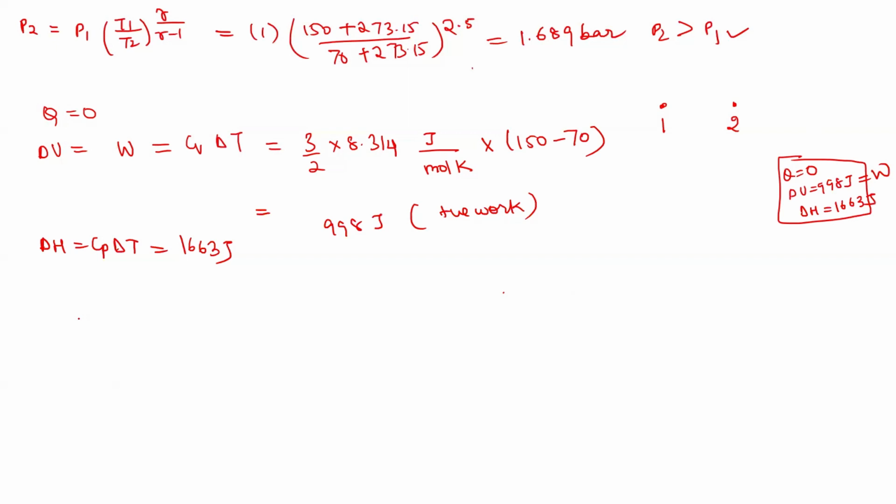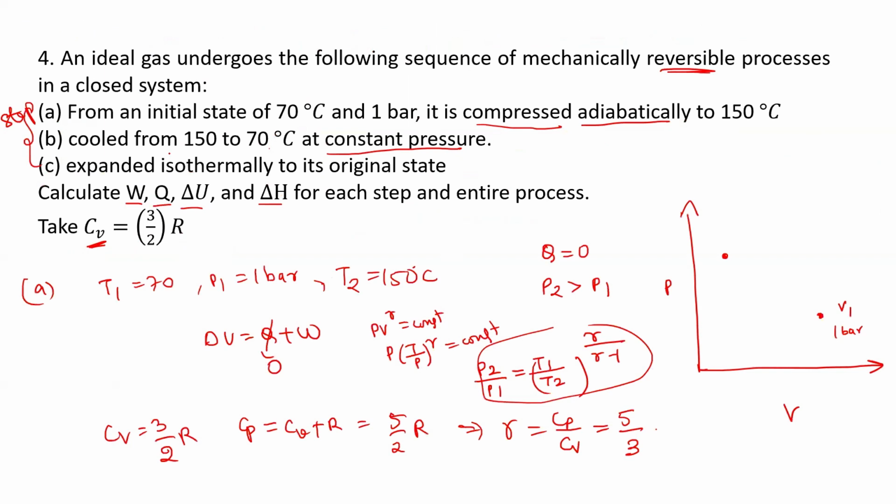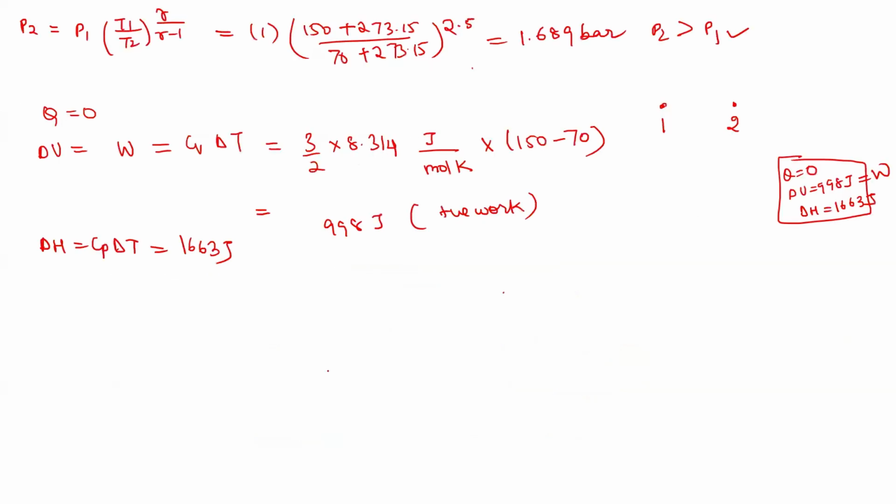And coming to step 2, this is cooled from 150 to 70 at constant pressure. Now we define again in the second process, at constant pressure, therefore Q is equal to delta H, which is equal to Cp delta T. And again, delta U is equal to Cv delta T.